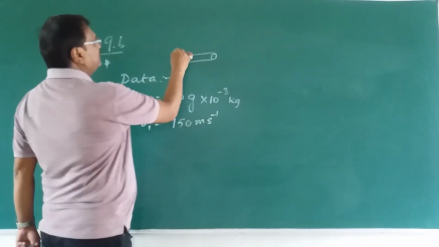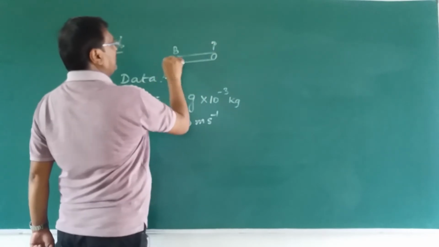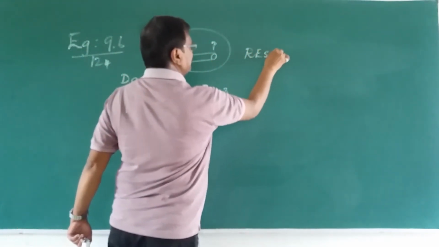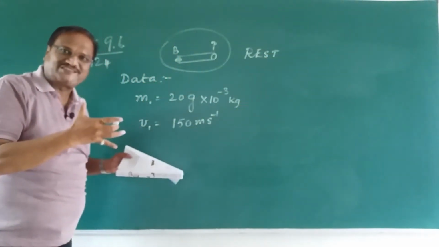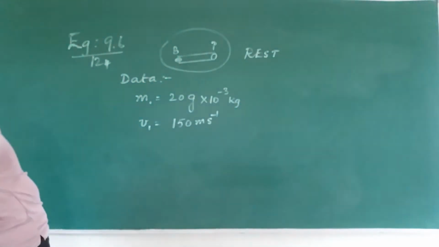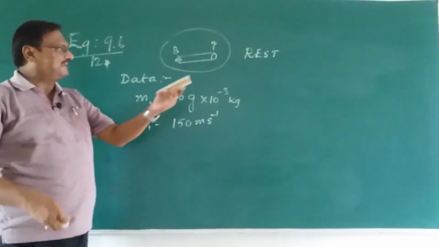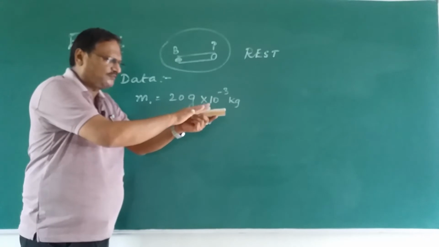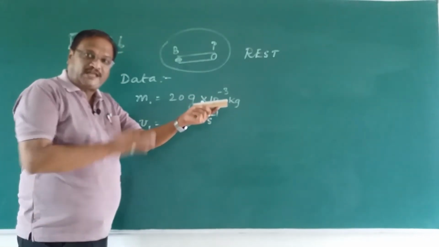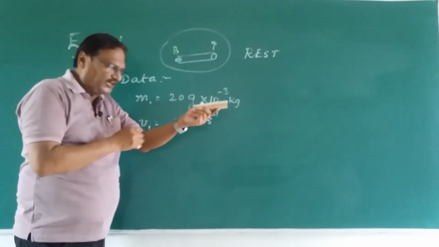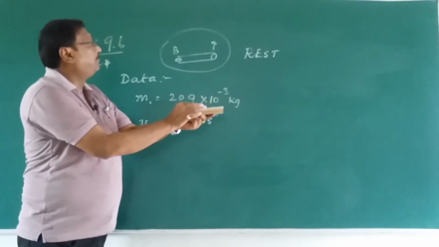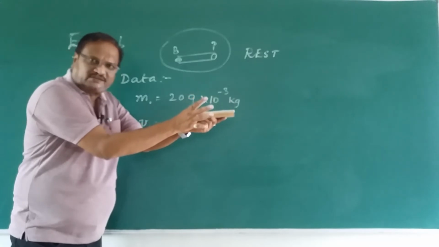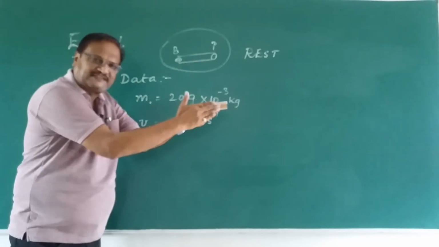Before that, the bullet and the pistol, the whole system was at rest. Both of them are not moving. If you think that this is the pistol and this is the bullet, both of them were at rest first. Now, when you pull the trigger, the bullet is moving with the velocity of 150 meter per second.